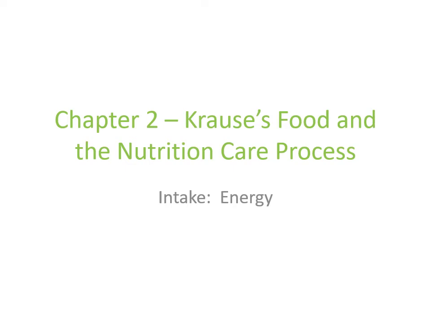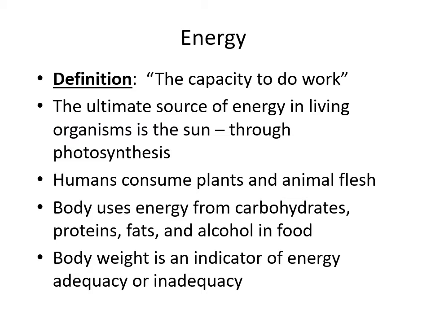In this chapter, we'll discuss energy. Looking at the definition of energy, we're looking at the capacity to do work. The ultimate source of energy in living organisms is the sun through photosynthesis. So we consume either animals who have consumed plants or the plants directly, and the body uses this energy from carbohydrates, proteins, fats, and alcohol in food.